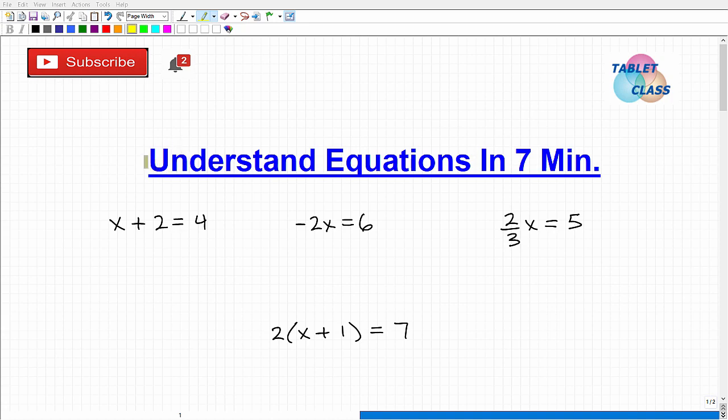Okay, let's go ahead and see if we can understand basic equations in 7 minutes. Now, the topic of equations in mathematics is huge, so there's no way I could teach you all different types of equations like quadratic equations, logarithmic equations. It's impossible, but we certainly can review and emphasize some of the things that you need to understand with more basic algebraic type equations in a short period of time.